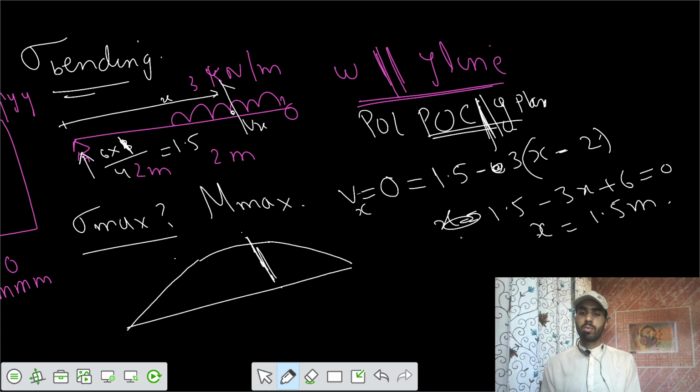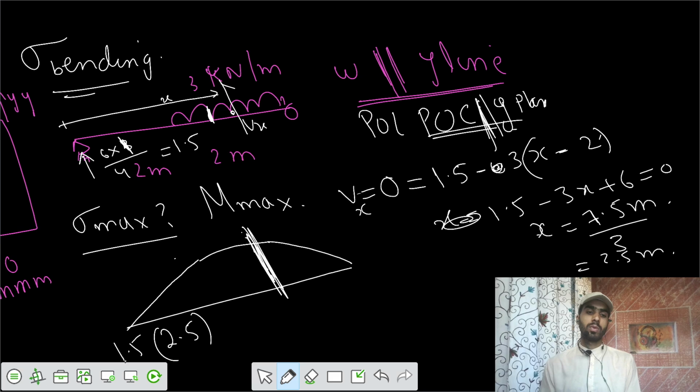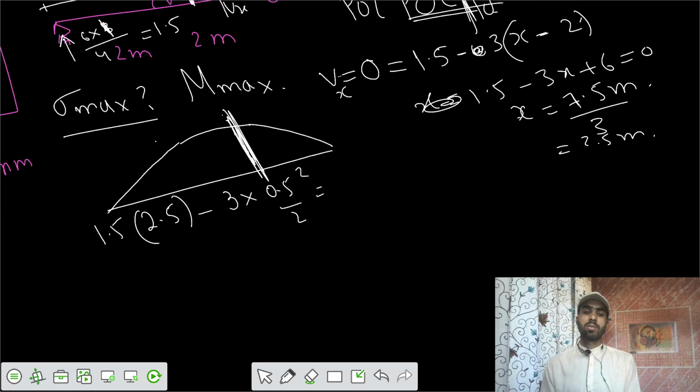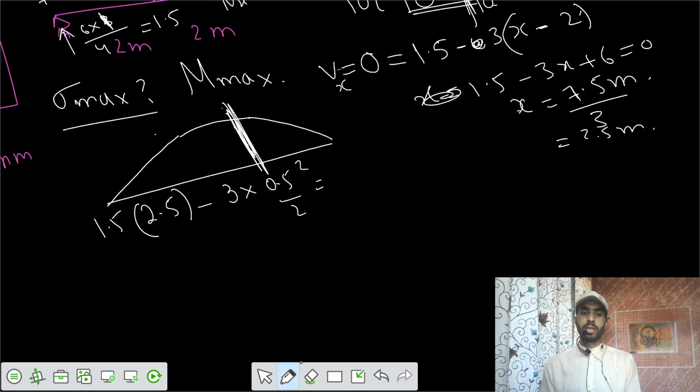(7.5 by 3). That value we can get as 2.5 meter. That means at 2.5 meter, so this is 2.5, the bending moment would be maximum. So we can write the value of bending moment here at 2.5: reaction 1.5 into 2.5 minus the loading intensity of 3 into the length of 0.5 squared by 2. Let's say you got a bending moment value of 3.375 kilonewton meter. So you got the maximum bending moment.